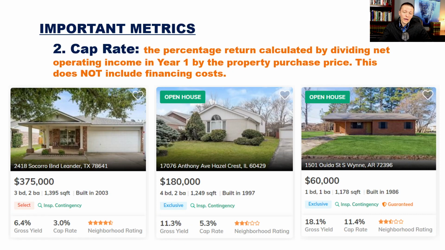The next important metric is cap rate, and that is the percentage return calculated by dividing net operating income in year one by the property's purchase price. This does not include financing. Now again, we're actually not using a purchase price, we're using the asking price, but that is how they get to the cap rate that is listed in the listings.